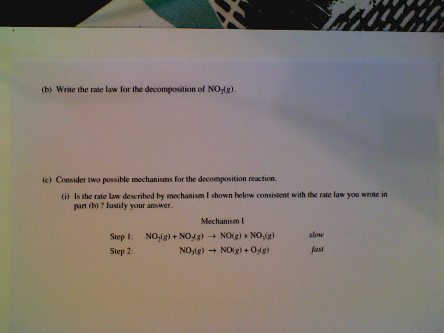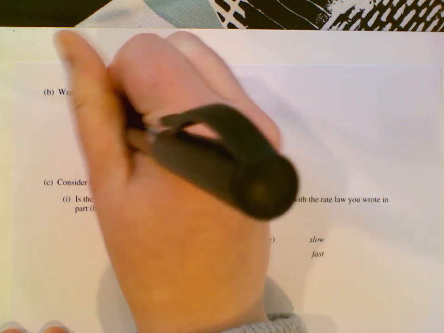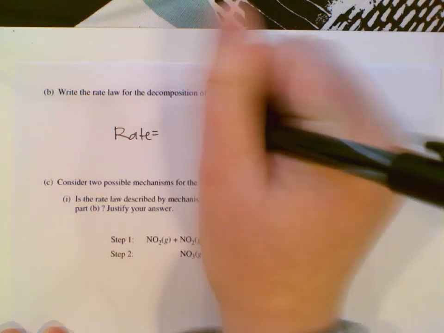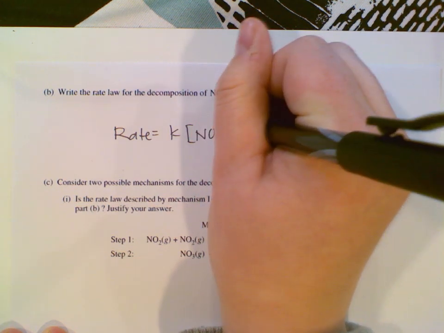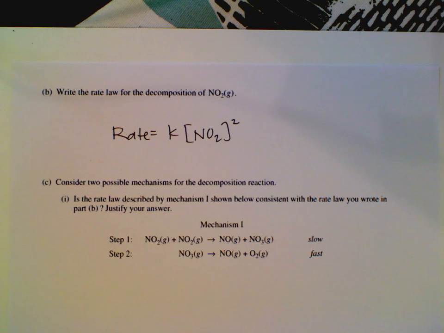Okay, so for B, it says write the rate law for the decomposition of NO2. They told you it was second order. So my rate law is going to be rate equals K times the concentration of NO2 squared. Boom. Done. Easy point.